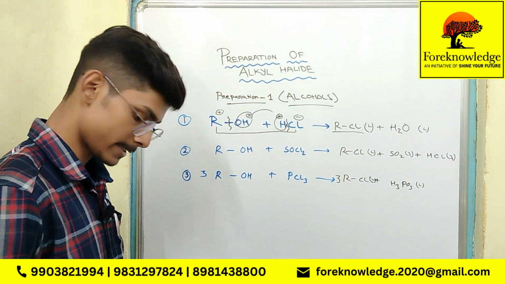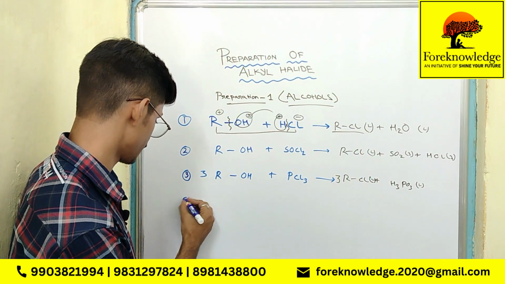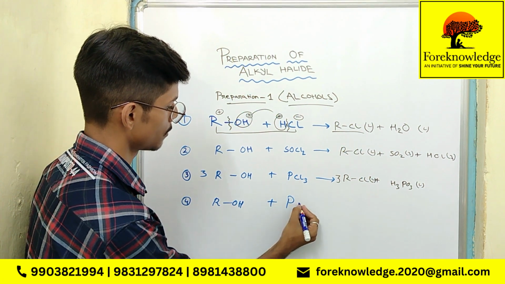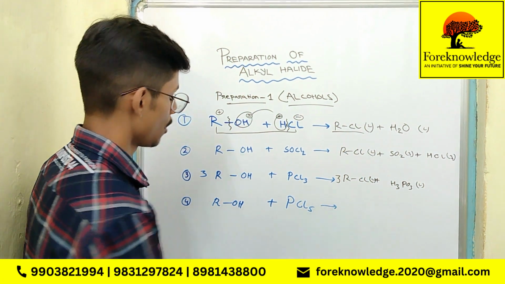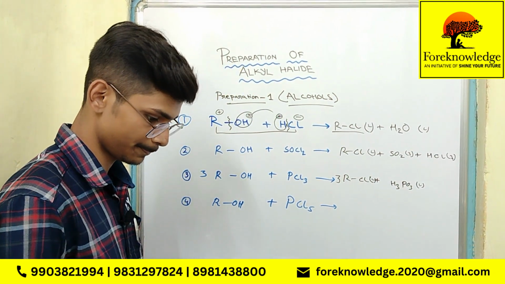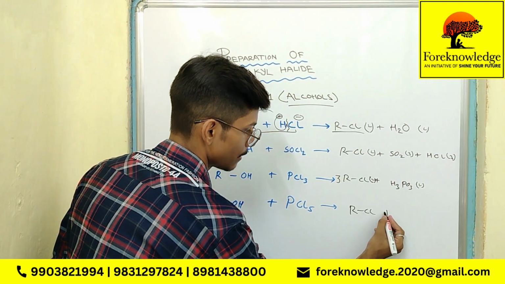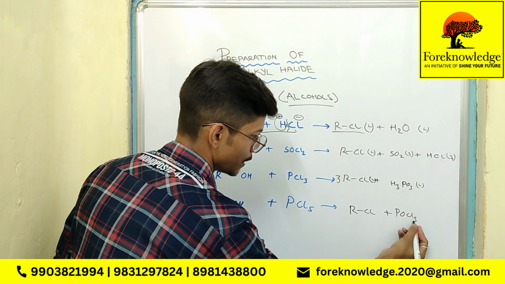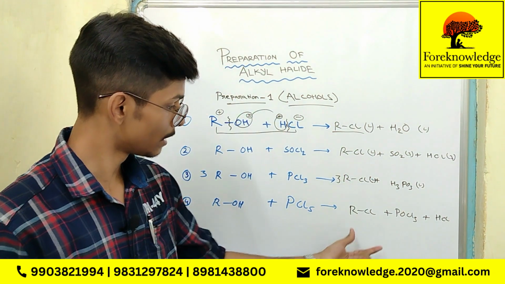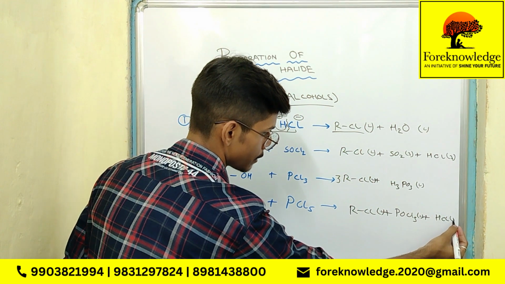Now last but not least, we will react alcohol with PCl5. ROH alcohol plus PCl5. On reacting ROH with PCl5, we will get RCl plus POCl3 plus HCl. This will be in liquid form, this will be in liquid form, and this will be in gaseous form.